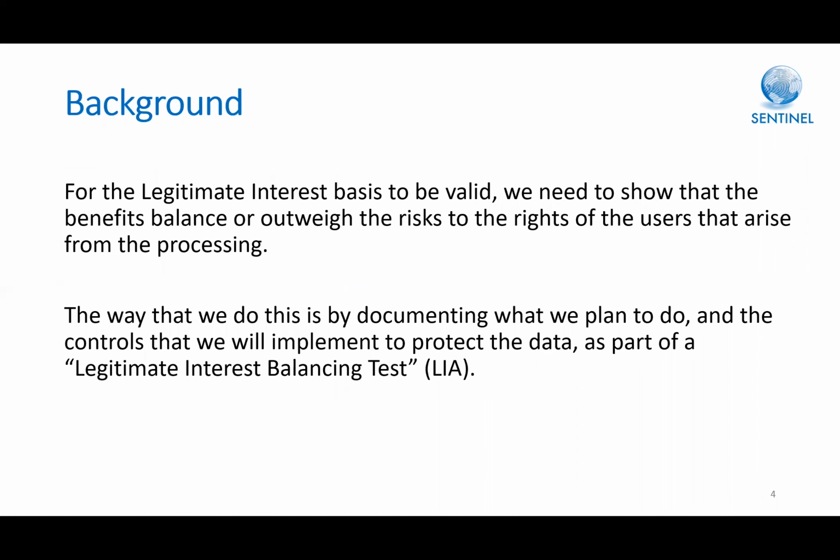And because it could be applied to a wide range of circumstances, it puts onus on the business to demonstrate that their legitimate interest and the necessity of processing balances or outweighs the interests, rights, and freedoms of individuals whose data is being processed in that particular circumstance.